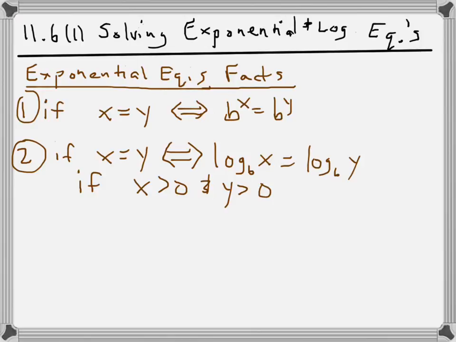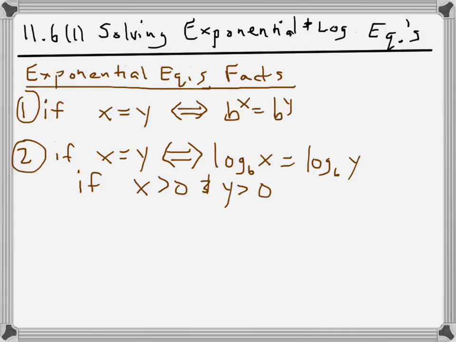We're going to start with exponential equations. I'll call these facts, and I think we've seen some of these before. If x and y are the same number, then b to the x is going to equal b to the y. And that's not going to matter if x is positive or negative. That's nice.